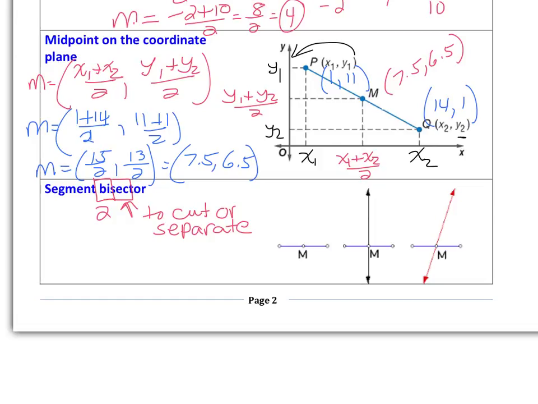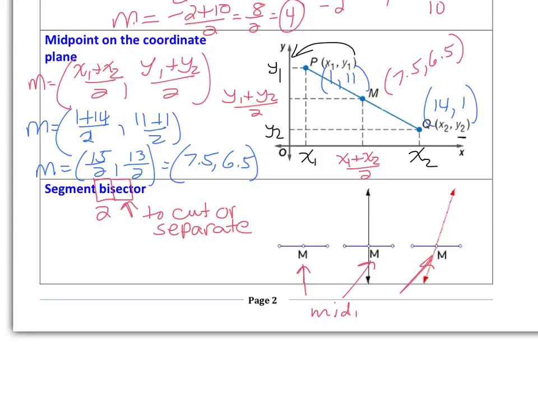Therefore, if it's cutting a segment into two equal halves, that bisector must be passing through that segment's midpoint, and that's what's represented in these three diagrams here. In each case, we're showing M for the midpoint, so you're going to want to make sure that you, well, let's label all of them here.